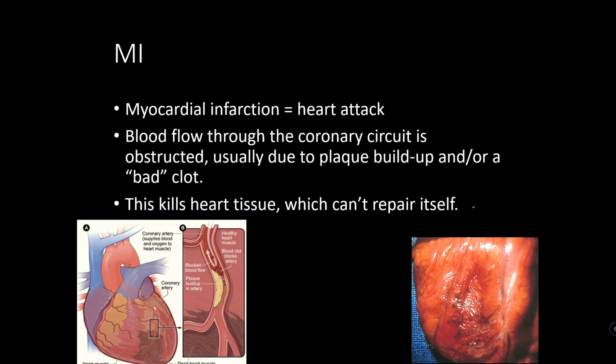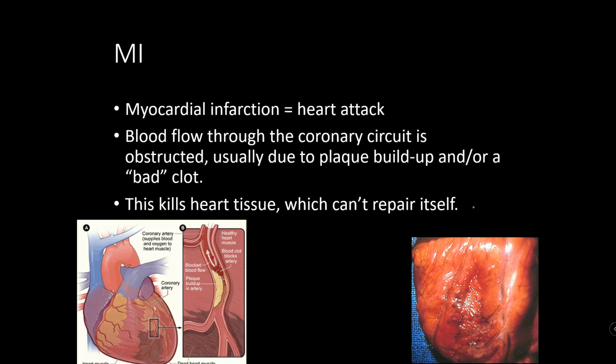Infarction is a word that we will see in a couple of other chapters, I think a little bit later on. Basically, it means the tissue itself is starting to die. So the heart tissue is dying. This can happen because of intense vasoconstriction in the coronary circulation. It can happen because of plaque buildup in the coronary circulation. It can happen because a clot has gotten stuck in the coronary circulation.